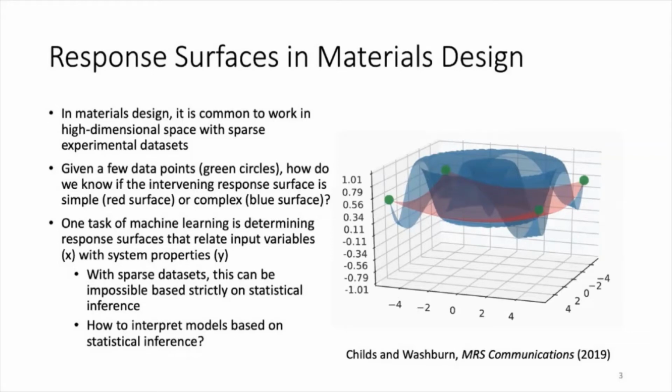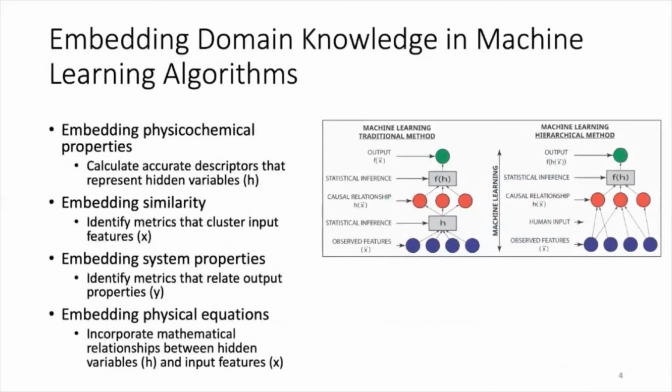So one task in machine learning is determining what these response surfaces look like, really connecting the input X with the output Y. But oftentimes in traditional machine learning, this process is just based on statistical inference, which has the downside that it requires big data in order to accomplish this. And then the second issue is really around the interpretability of these models. So if you have an algorithm that can work out what this response surface looks like, can the human understand what it means?